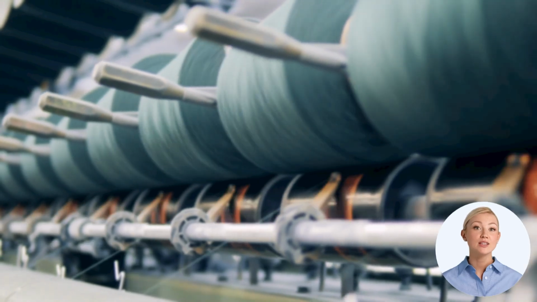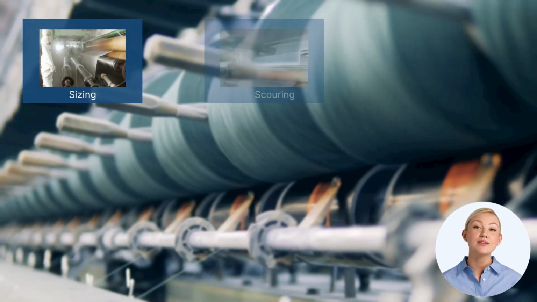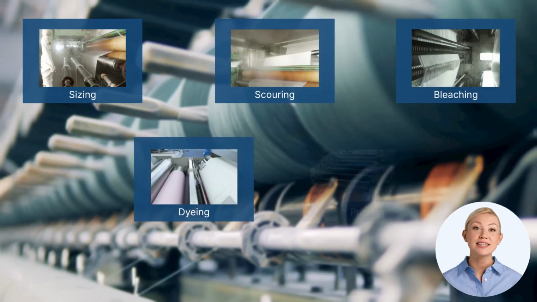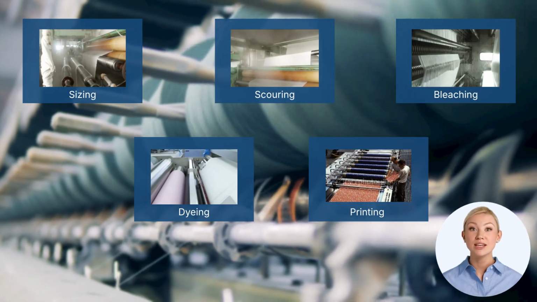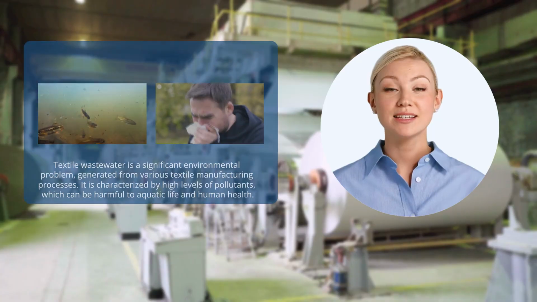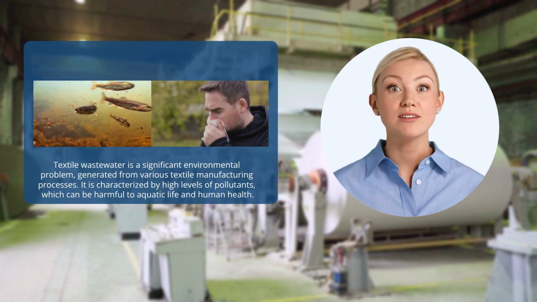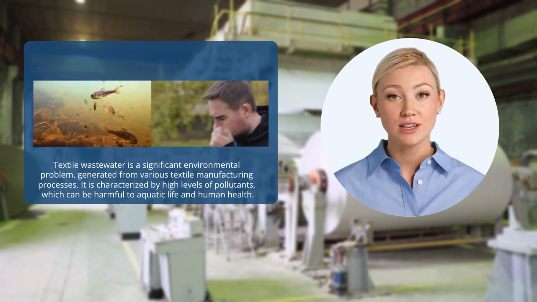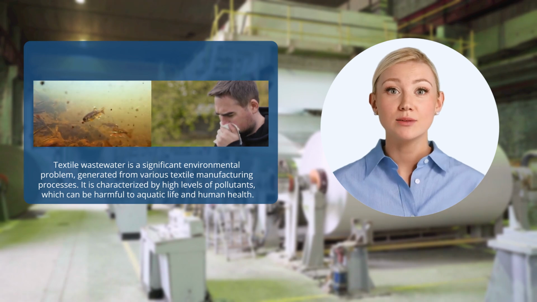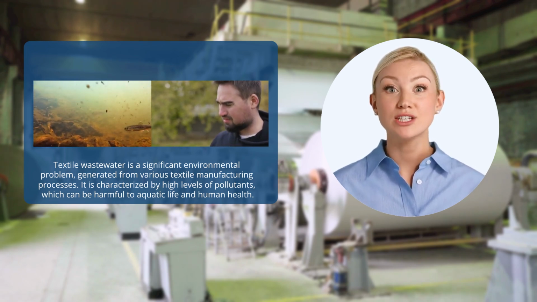The textile industry uses a wide range of chemicals in processes like sizing, scouring, bleaching, dyeing, and printing, leading to the discharge of wastewater containing various pollutants. Textile wastewater is a significant environmental problem generated from various textile manufacturing processes. It is characterized by high levels of pollutants, which can be harmful to aquatic life and human health.